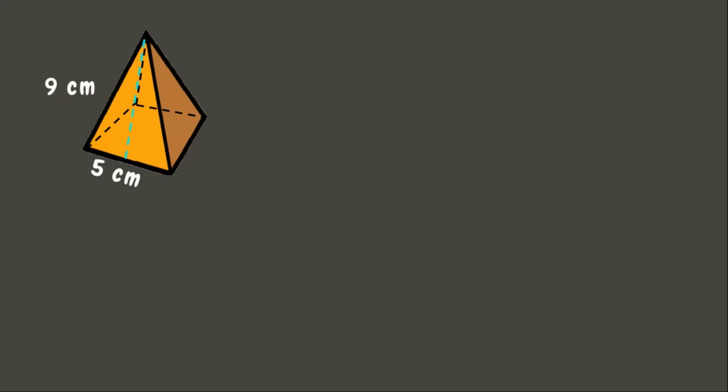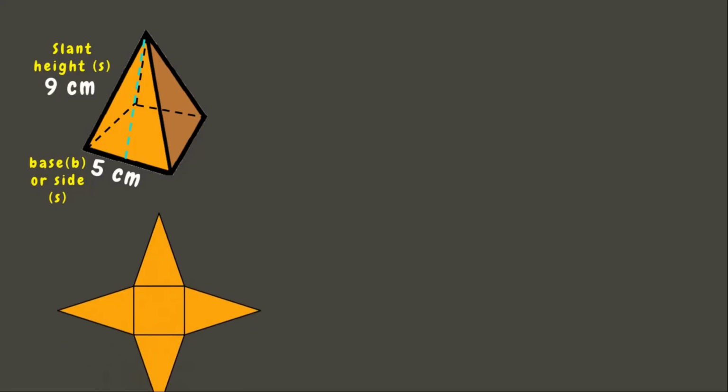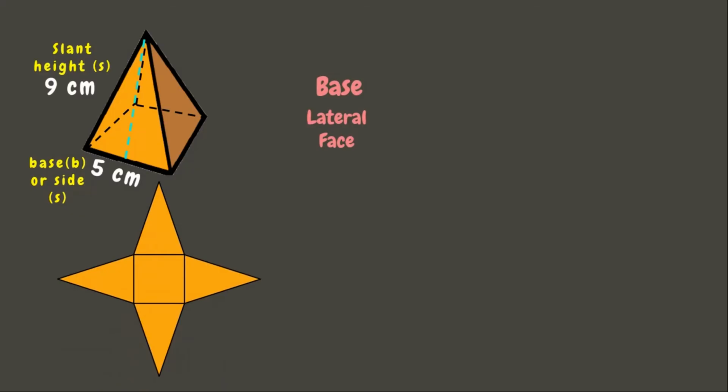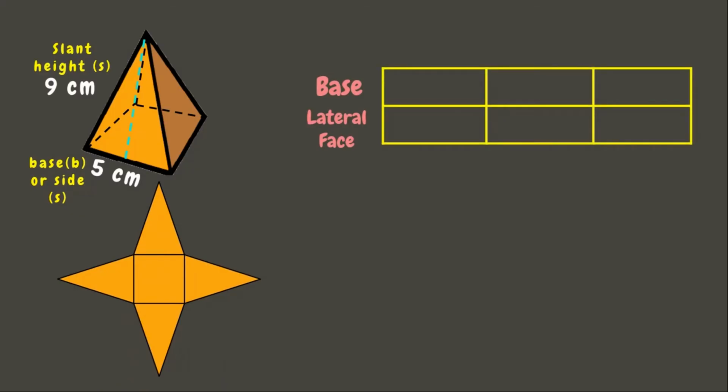Again, we have here our square pyramid whose slant height measures 9 centimeters and the side of its base measures 5 centimeters. This time, we are going to use another way of solving for its surface area. But first, let us unfold our figure and identify its base and lateral faces. Here, we have again 1 square as its base, and the formula for its area would be s squared.